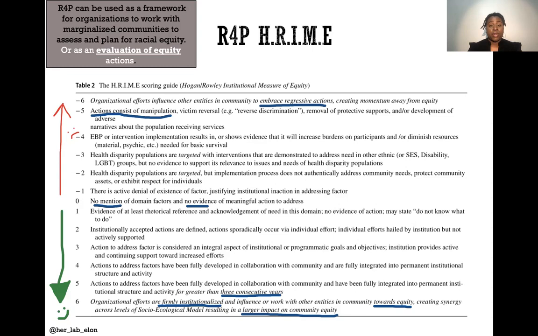You'll take a look at the HRIME scoring guide and see, is there simply no mention of domain factors, or are they addressing factors and they have it institutionalized and they're working with communities and they've been doing it for several years? Or are they actively embracing regressive actions? Are they increasing the burden on the community and targeting disparate populations and creating more or increased health inequity within that community? That is how you would use the HRIME scoring guide while evaluating equity actions across the domains of the R4P and the many factors that fall along those domains.